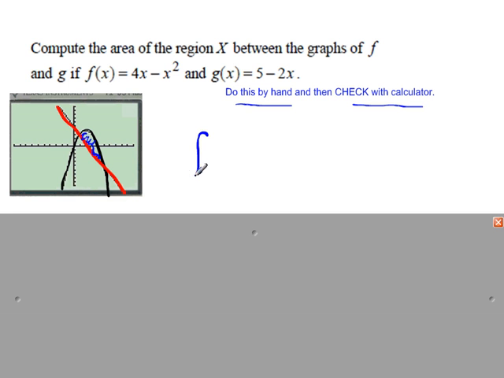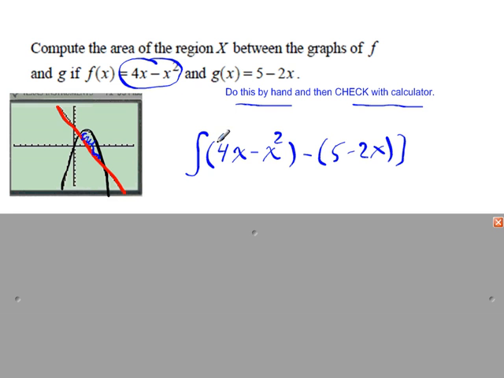Well, the first part is easy. So the upper function, very clearly, is this one. So it's going to be the integral of 4x minus x squared minus 5 minus 2x dx. But what will be my limits of integration?